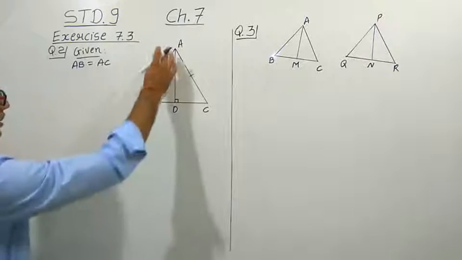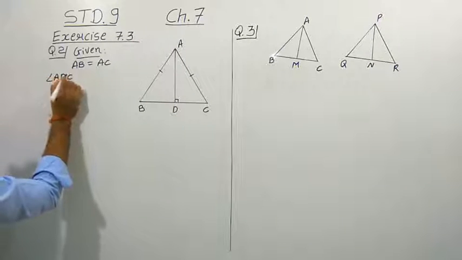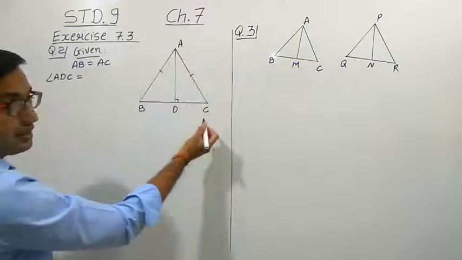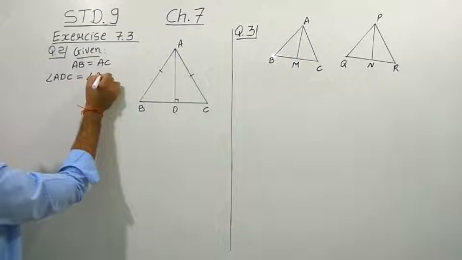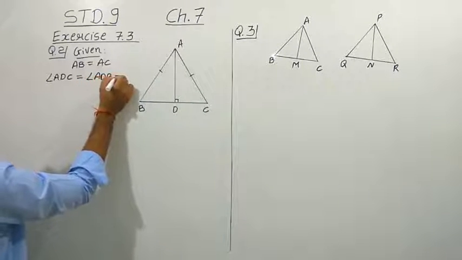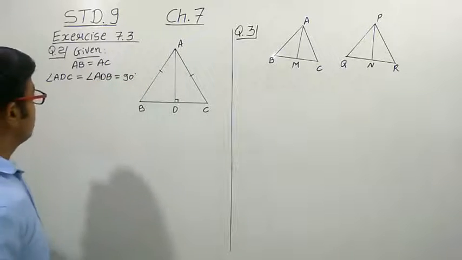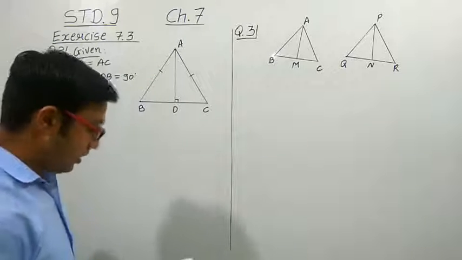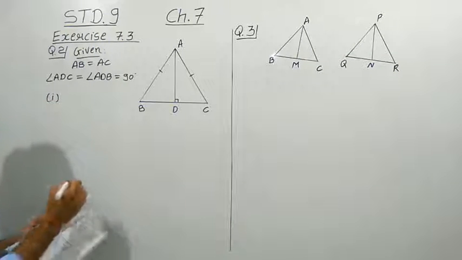So here we can also write down that angle ADC, if ADC is 90 degrees, ADB is also 90 degrees. Angle ADB. Both angles have the same value and that is 90 degrees. So this we can write down as a given condition. The first thing we have to prove is that AD bisects BC.